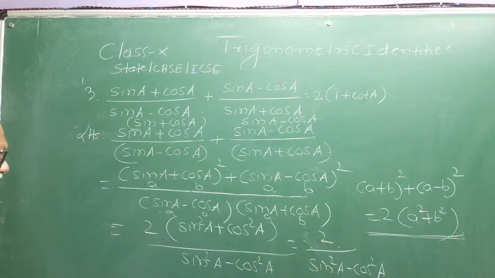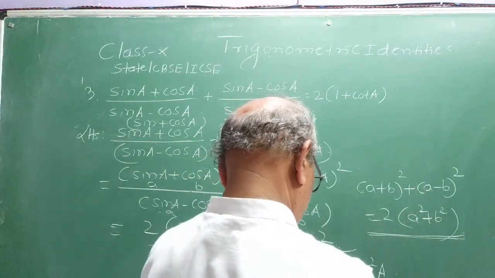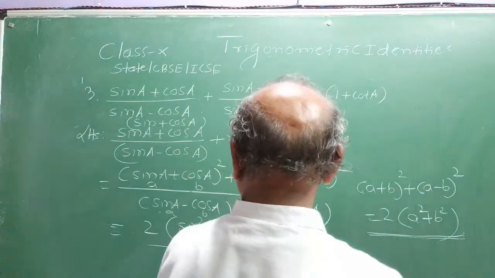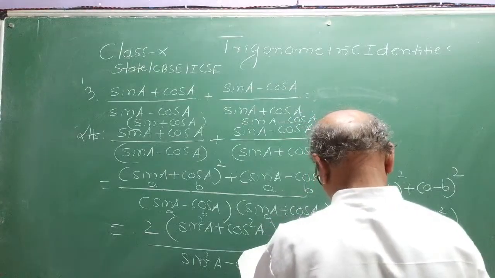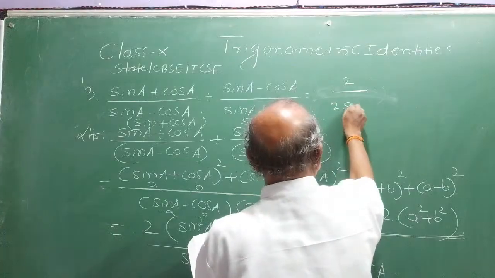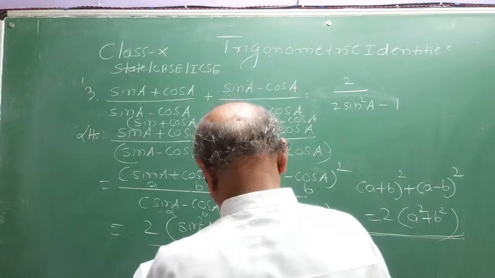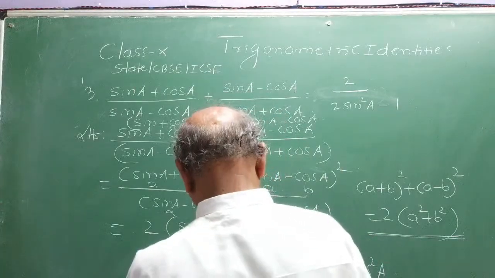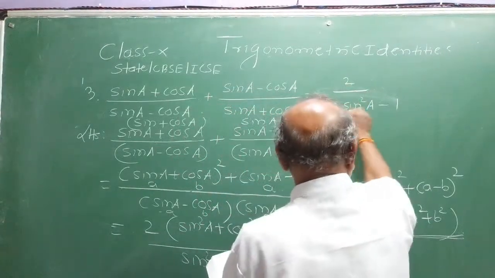Sin A minus cos A, sin A plus cos A. Sorry, the right hand side I wrote wrong. The right hand side in the textbook is given as 2 upon 2 sin square A minus 1. I am sorry, I couldn't see this correctly. This is the 27th question: sin A plus cos A upon sin A minus cos A, plus sin A minus cos A upon sin A plus cos A is 2 upon 2 sin square A minus 1.